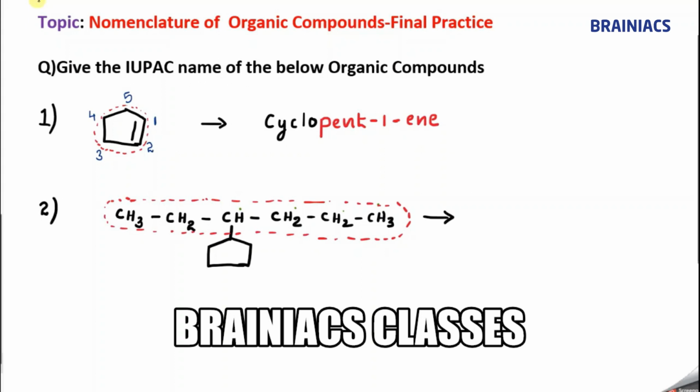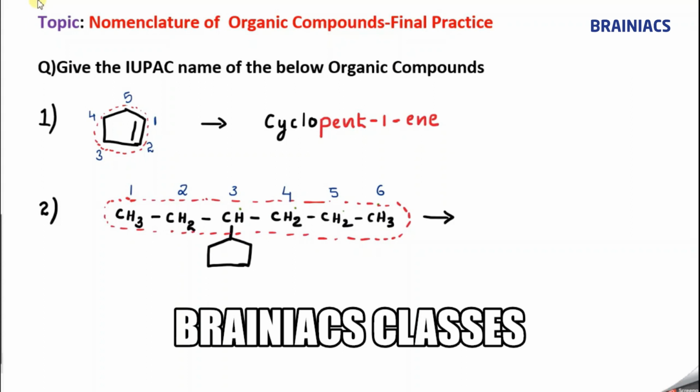Now how to number it? There is no functional group here, only a substituent. So the preference goes to the substituent, and the substituent should get the lowest possible number. So I am numbering from left to right: 1, 2, 3, 4, 5, 6. But if I do it the other way, 1, 2, 3, 4 is coming. So which is the lowest number? 3. So I think my way of numbering is correct.